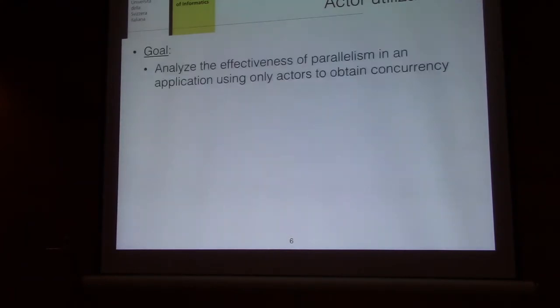First of all, I would like to start from actor utilization. The goal in this use case is to analyze the effectiveness of parallelism in applications that use only actors to obtain concurrency. In such kinds of applications, there are no threads. There are no other concurrency mechanisms, like for example futures or runnables. So you have to resort to actor profiling in order to have some information about parallelism.